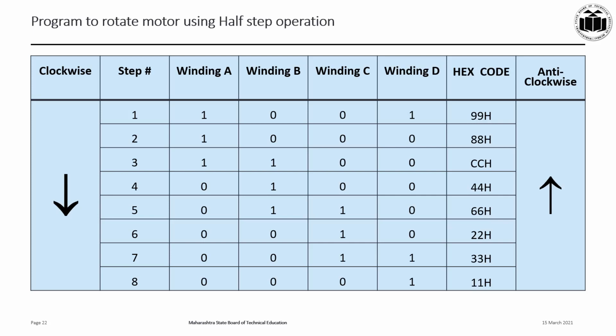So the hex codes for half step operation are 99H, 88H, 0CCH, 44H, 66H, 22H, 33H and 11H. Again, if you want to rotate the motor in clockwise direction, we need to follow the steps from step 1 to step 8. And if the motor is rotated in anti-clockwise direction, the steps should be followed from step number 8 to step number 1.